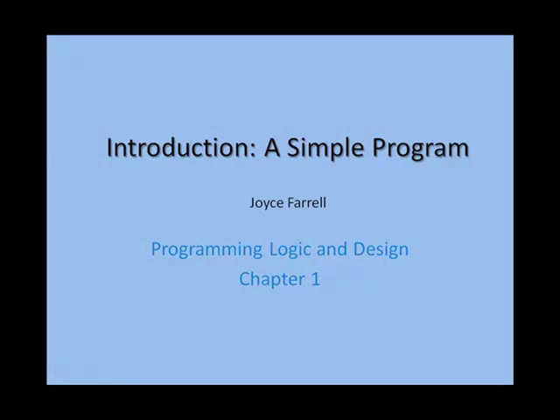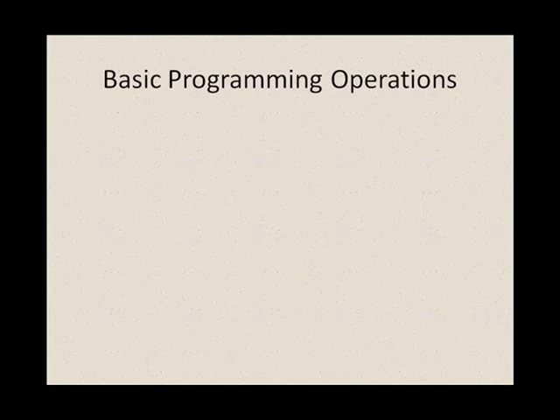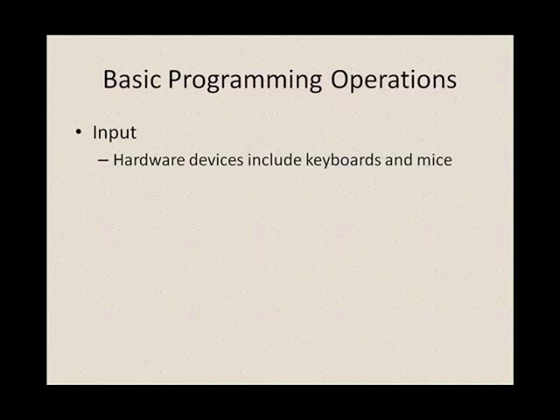Let's take a first look at a simple computer program. Some basic programming operations occur in almost every computer program. First, there's input. A user puts some data into a program, some facts and figures. Input devices that are used include keyboards and mice. Sometimes input data comes on a disk. Audio data might come through a microphone.